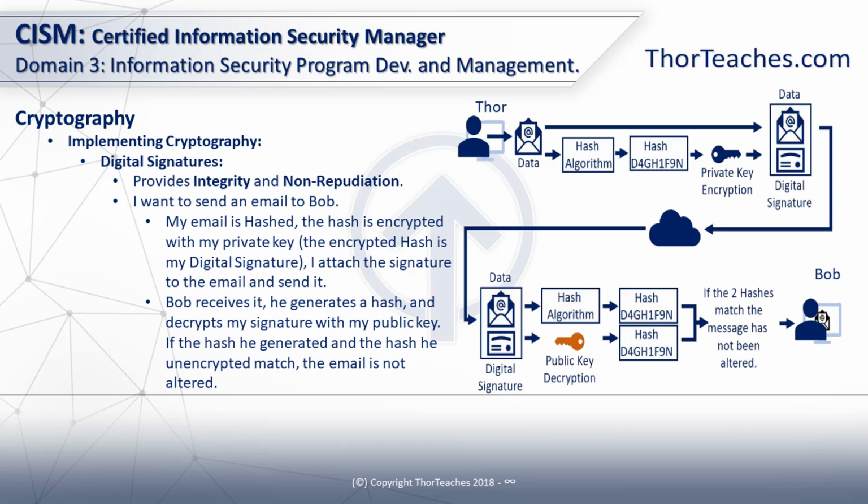Bob would then use the same hashing algorithm on the email. He would then decrypt my digital signature with my public key, and then he would check the 2 hashes against each other. If the 2 hashes match, Bob can safely assume the email came from me and it has not been altered. That doesn't mean it wasn't intercepted on the way. Someone else could easily have read it. This is only integrity. I can then, on the other hand, later not say I didn't send the email, because Bob can prove it was encrypted with my private key. And that is, very simplified, how we use digital signatures to provide integrity and non-repudiation.